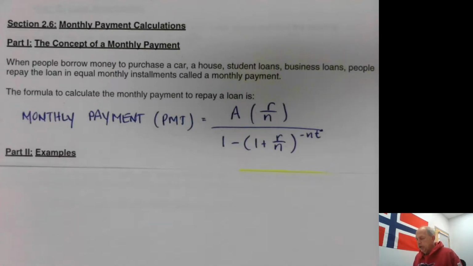So what we're going to look at in this video is a monthly payment calculation formula. When people borrow money to make a big purchase of a car or a home or a student loan, they have to pay that money back. And the way it's usually done is via a monthly payment program. And the monthly payment formula is given by this formula right here. There's a lot of variables in there and sort of a beast of a formula.